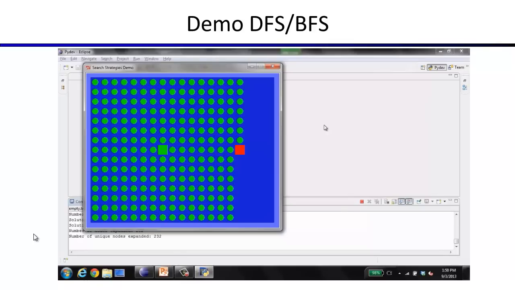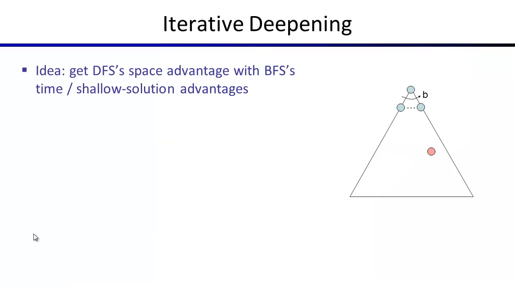Bad case for DFS. Now, it turns out you can get the best of both worlds with something called iterative deepening. So what happens in iterative deepening? You run a depth-first search with a depth limit of 1.